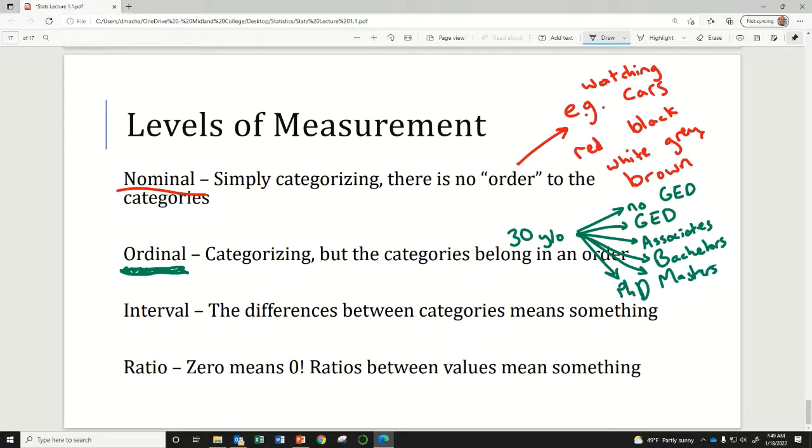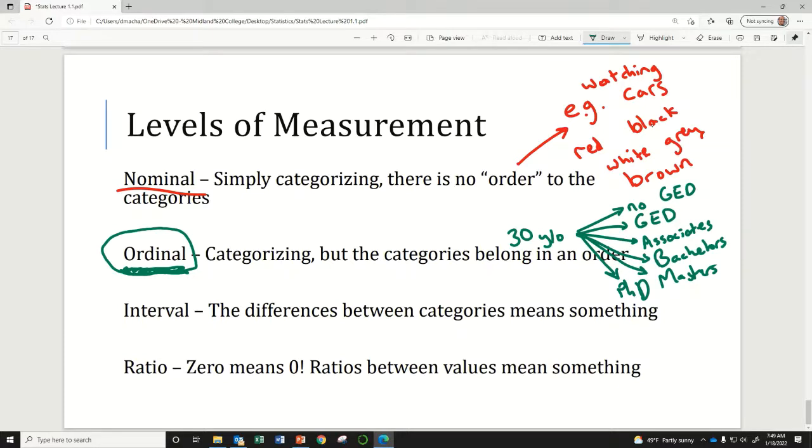And so here, in the ordinal level of measurement, we've taken a sample of 30-year-old people, and we've categorized them, but you recognize that there is an order to these categories, right? So if you're talking about level of educational attainment, you would say, well, having a PhD would be the highest level of degree that you could be awarded for educational attainment. And you can see that there's an order that goes up from no GED all the way up through PhD.